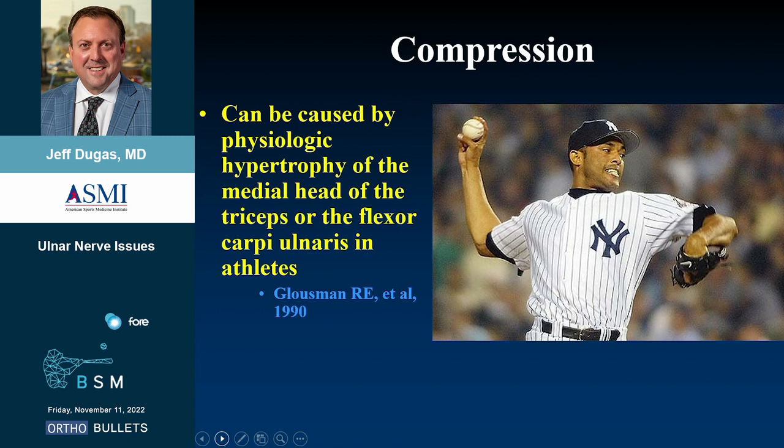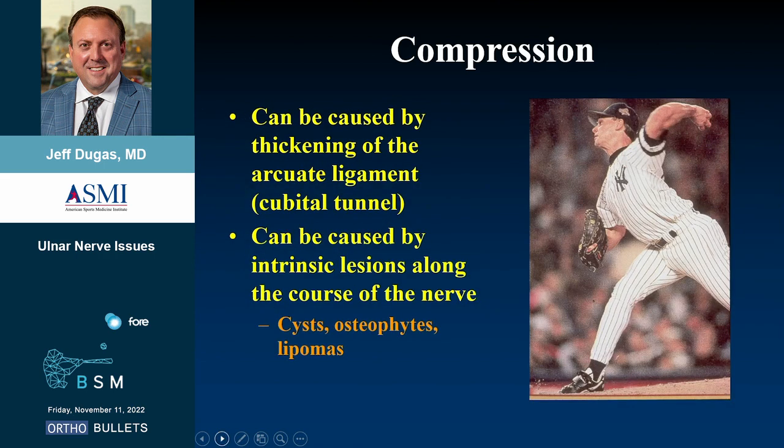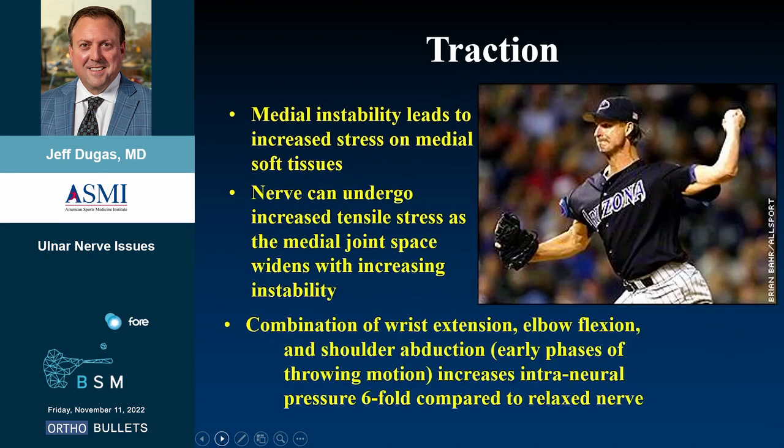Compression can be caused by physiologic hypertrophy of the medial head of the triceps or the flexor carpi ulnaris. Can be caused by thickening of the arcuate ligament in the cubital tunnel. Can be caused by intrinsic lesions, cysts, osteophytes. Chris showed you the one where the guy got hit with the ball. That's a difficult injury to replicate, but you do see some cysts, some intraneural cysts and lipomas around the nerve that can cause compression, take up space.